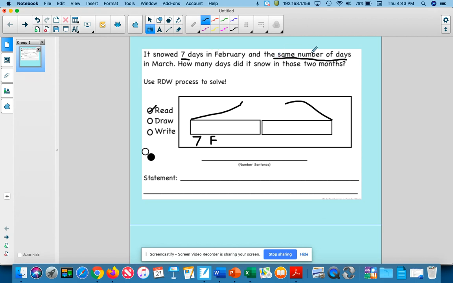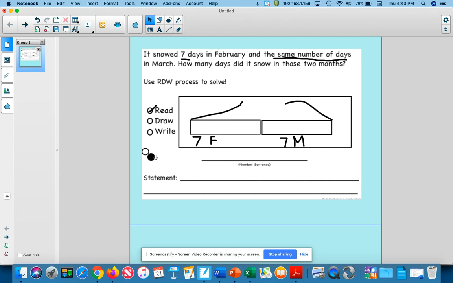And over here it says the same number of days in March. Now I have to think, is March going to go as the whole or is it going to go as a part? If you said part, you're absolutely correct. March is also a part because we want to find out the total number of days that it snowed in those 2 months. So we're going to have to combine these 2 to find out how many days it snowed. So now that we have our diagram labeled, we're going to put in our circles.